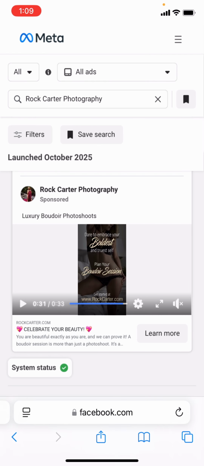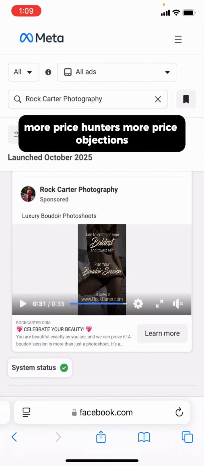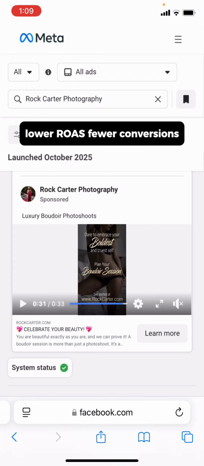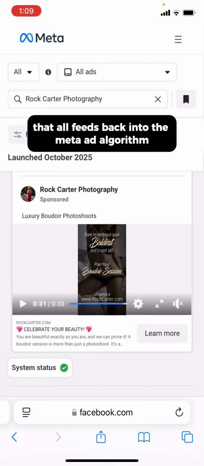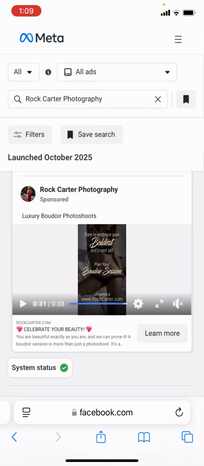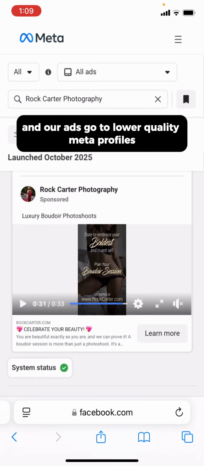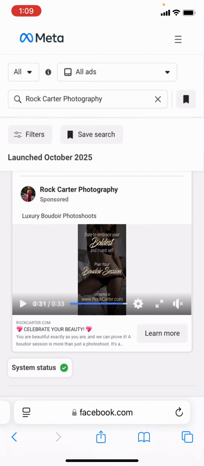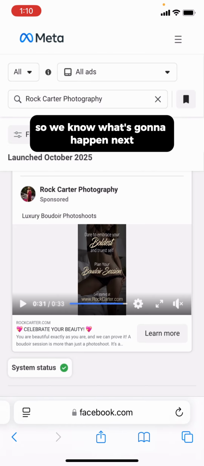Lower, well, basically more ghosting, more price hunters, more price objections, and we have fewer sales, lower revenue, lower ROAS, fewer conversions from tranche one women. That all feeds back into the Meta ad algorithm. And our ads go to lower quality Meta profiles for tranche two. We've entered the downward spiral of despair, so we know what's going to happen next.